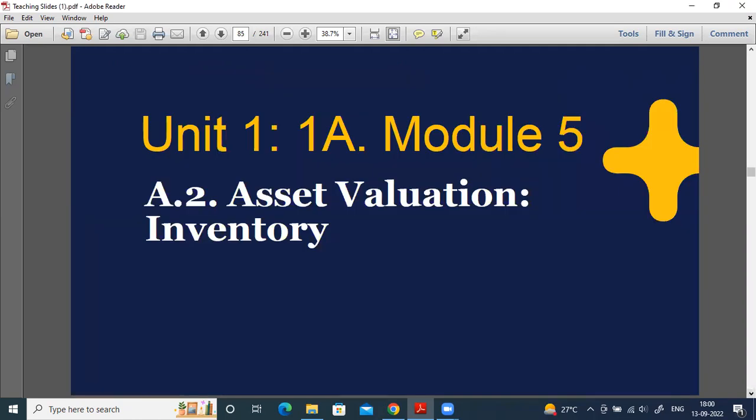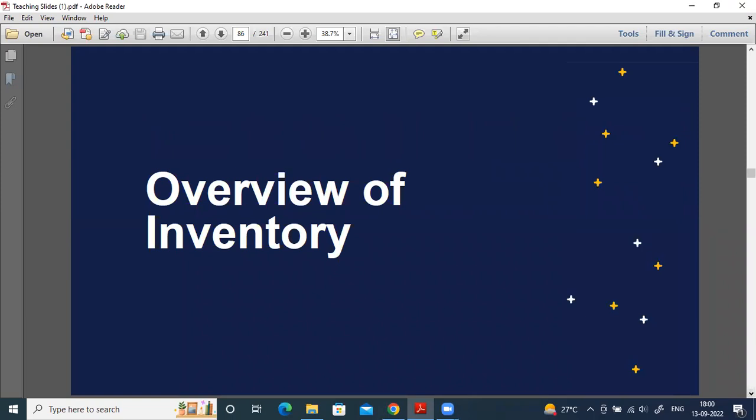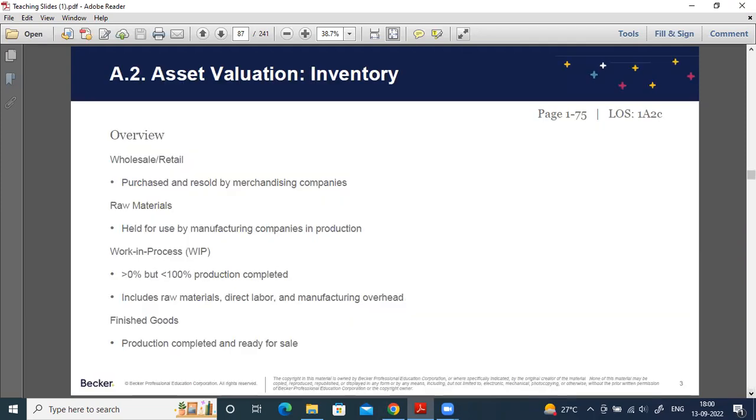Then inventory valuation. So how we need to go with the inventory, and what are the main elements which we need to consider? So here, if you see inventory, wholesale or retail, purchased and resold by a merchandising company, nothing but the trading company. So under this particular inventory, we need to understand about three major elements. One is raw material, work in progress, and finished goods.